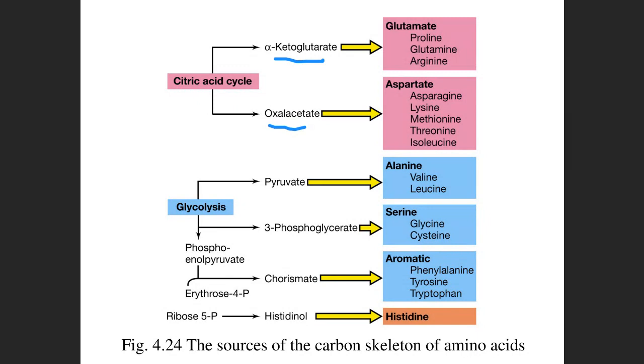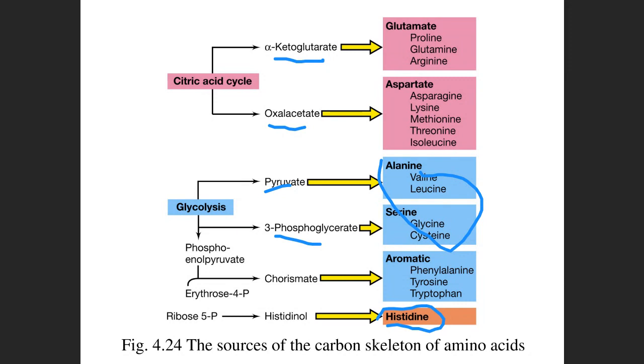What about the 3 carbon? Well, these are the 3 carbon molecules, and then you have even 2 carbon or other molecules, and then the ribose can actually be used directly to make histidine. So this is a really brief explanation of the carbon skeleton of amino acids. So how do you make amino acids, right?